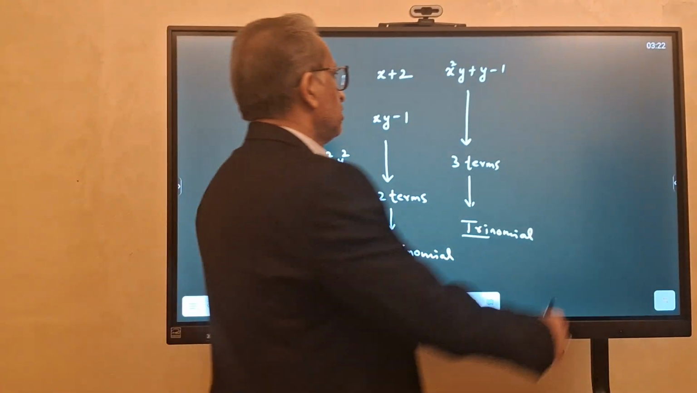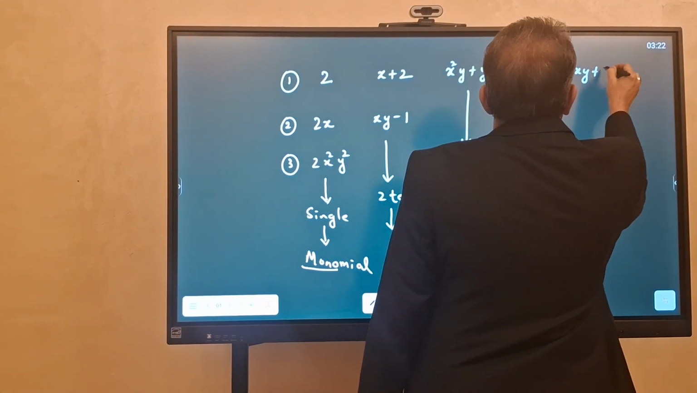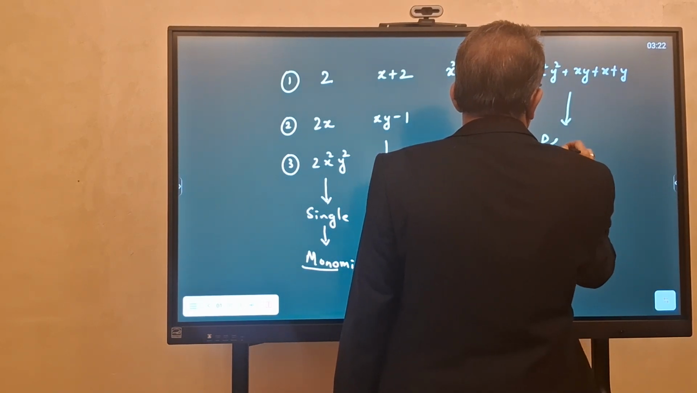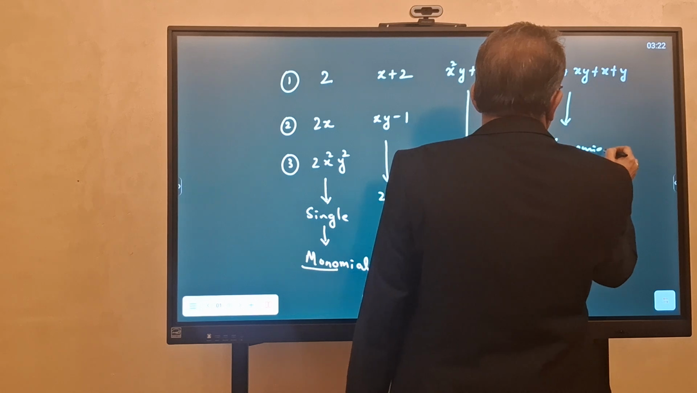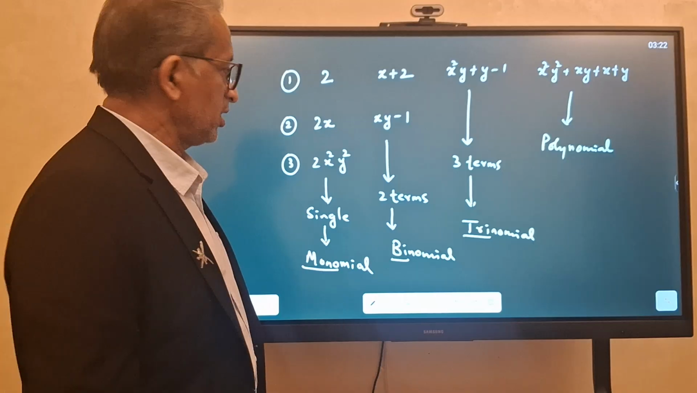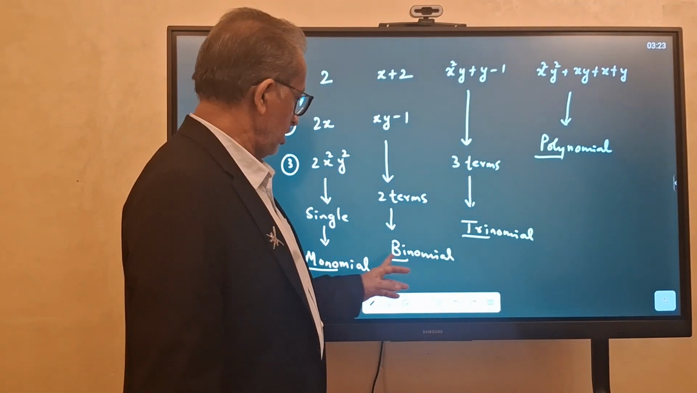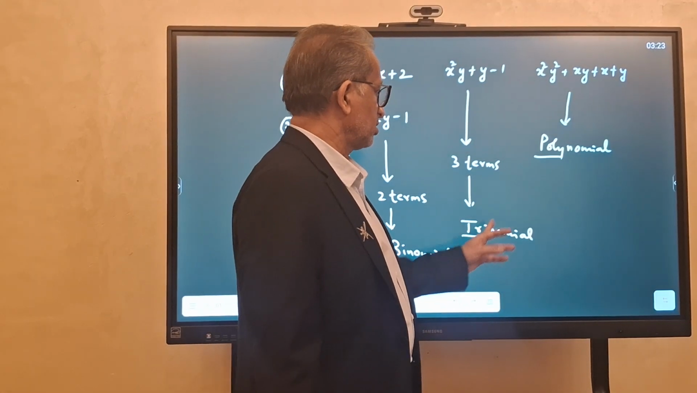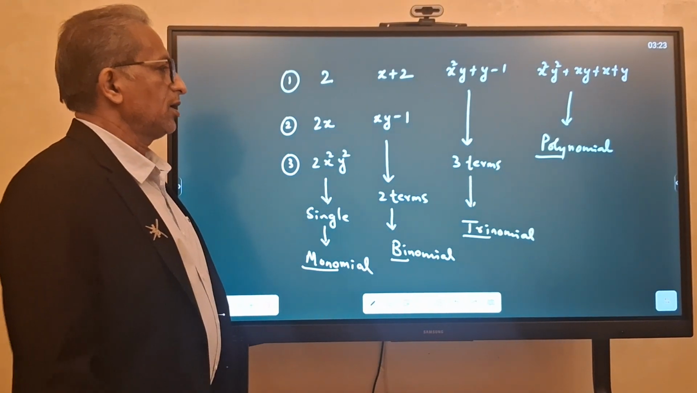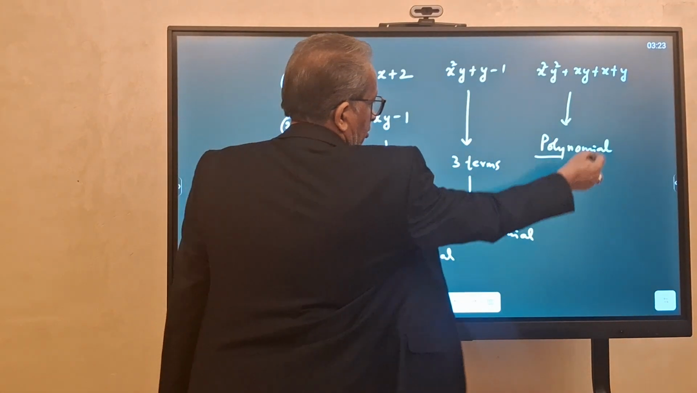For example, x squared y squared plus xy plus x plus y is a polynomial because it has four terms. So when it is more than three terms, it is a polynomial. Poly means many. So mono, single; bi, two; tri, three; poly, more than three. These are the types of polynomials. Polynomial is a general word.